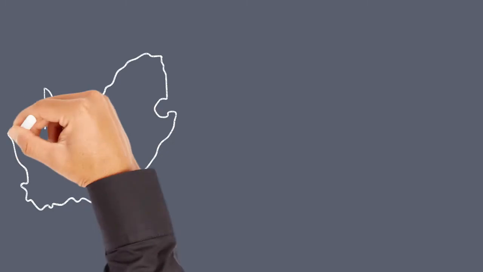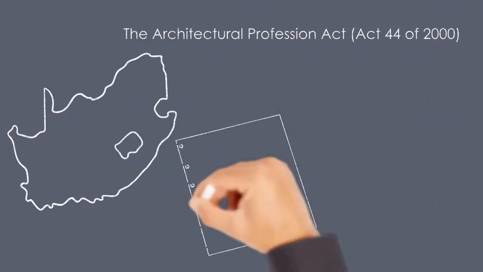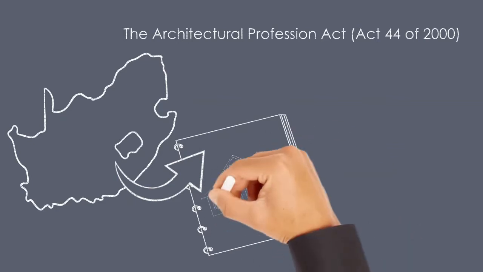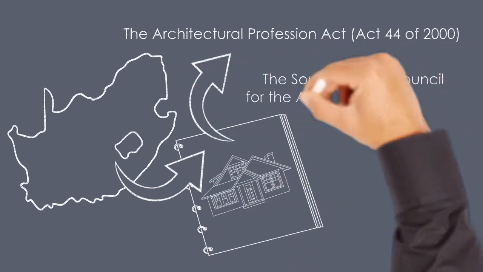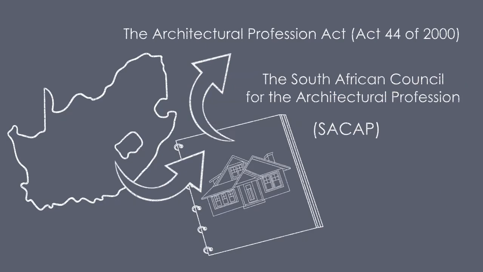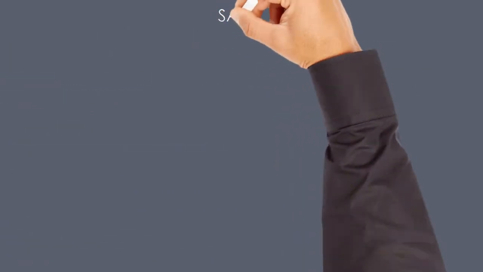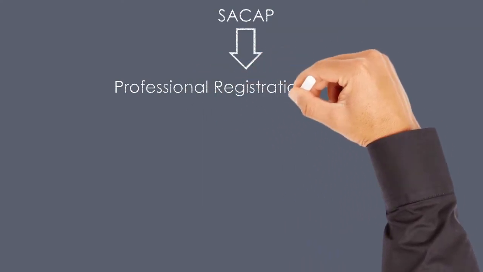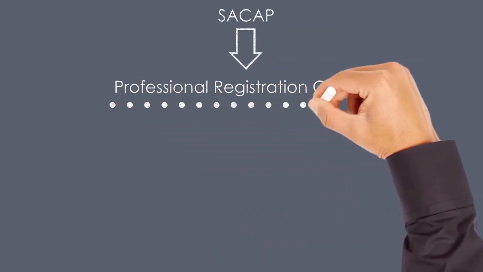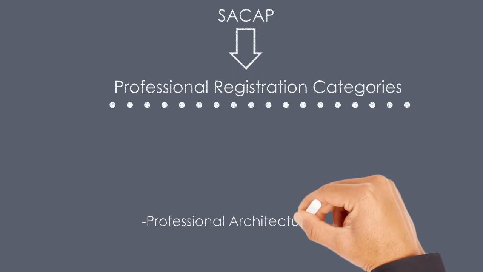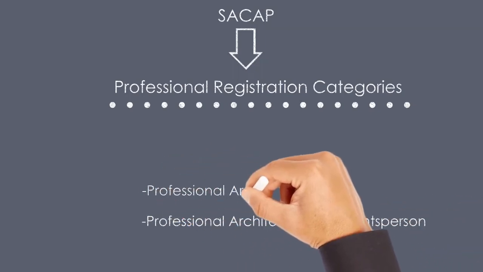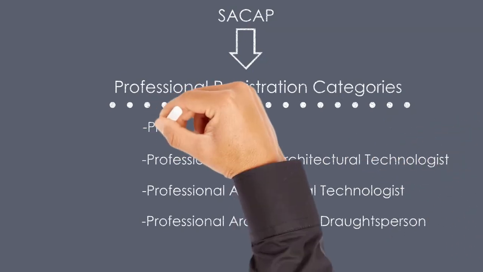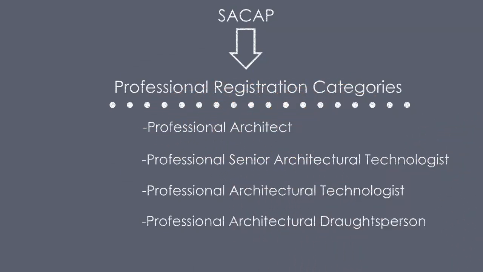In South Africa, the architectural profession is governed by the Architectural Profession Act of 2000. This act established the South African Council for the Architectural Profession, also known as SACAP for short. SACAP's job is to regulate the registration of architectural professionals under 4 different categories. These categories are professional architectural draftspersons, professional architectural technologists, professional senior architectural technologists, and professional architects.